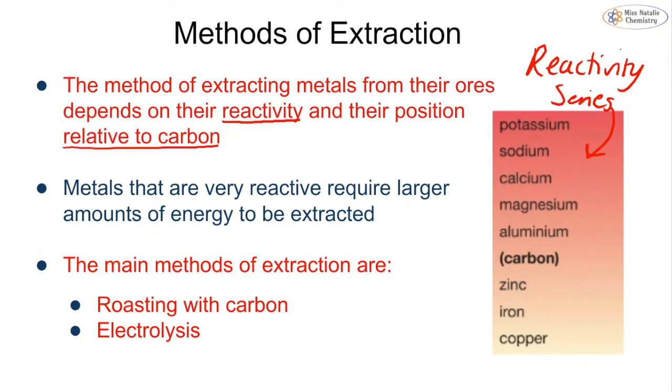So we have potassium, sodium, calcium, magnesium, aluminium, then carbon, zinc, iron, and copper. If we have very reactive metals like potassium, sodium, calcium, and such, we require very large amounts of energy in order to extract them. And there are two methods of extraction that you need to be able to identify, and that is roasting with carbon and electrolysis.